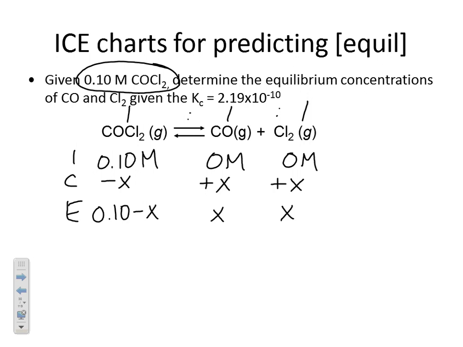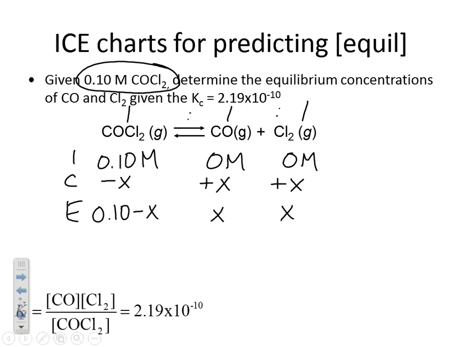And that's what I mean when I say you fill in an ICE chart as best you can. This is the best that we can fill this out. We don't know what the change is exactly, but we do know that it will be the same for each. So once I've done that, now you want to go to your expression. Filling in the ICE chart is the second step of our equilibrium problem-solving process. Going to the expression and plugging in is the third step.